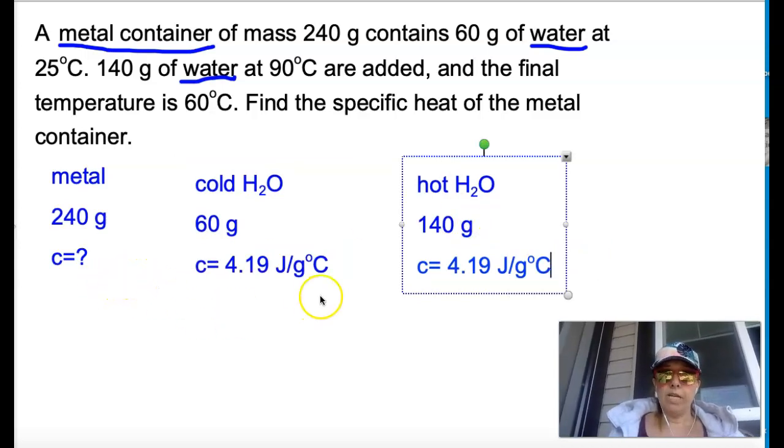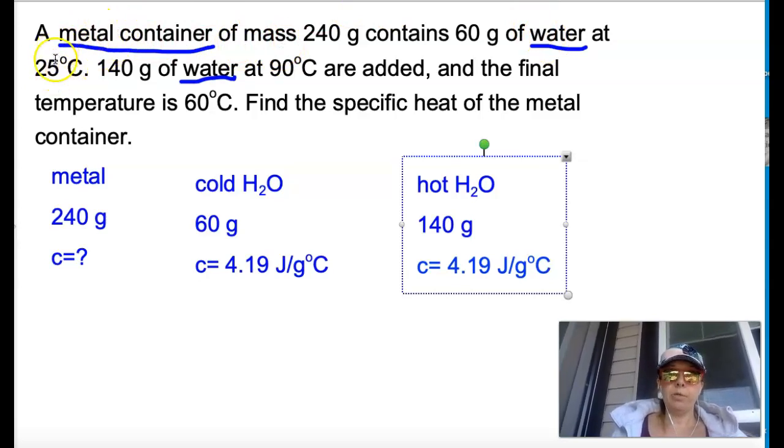Okay, what do we have next? We need to find some delta T's, okay? So we know that the metal container and the cold water started at 25. So here's an assumption you always have to make. Whenever it tells you that something is in a container, you have to make the assumption that that container is at the same temperature as whatever is in it.